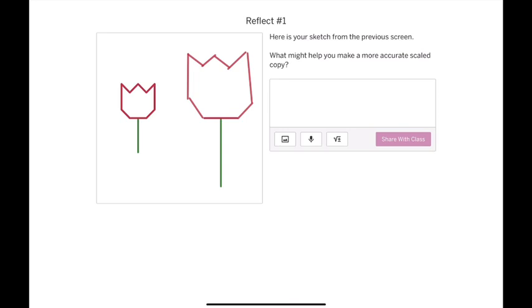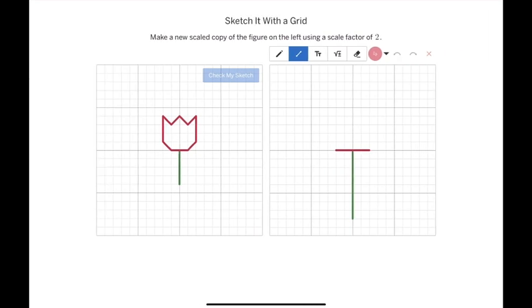So, obviously what I just said, right? Putting a ruler up to the screen might help you because you need to know those dimensions. Make a new scaled copy of the figure on the left using a scale factor of 2. And what you may have noticed someone say earlier is that one thing that can make it easier is to have some tools. And one of those tools can be grid paper because we can use unit lengths to help us with our scaled copy.